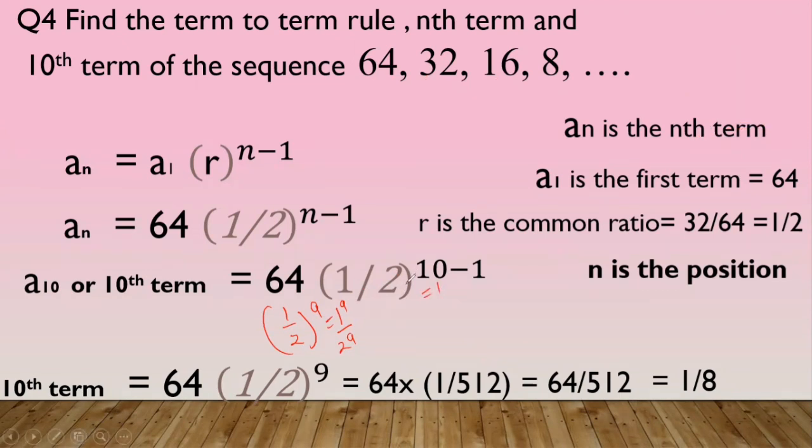So what did we see here, children? 1 upon 2 raised to 9 is 1 raised to 9 upon 2 raised to 9. 1 raised to 9 is nothing but 1, and 2 raised to 9 is 512, so it is 1 upon 512. So 64 into 1 upon 512 is 64 upon 512. On simplifying this, we get 1 upon 8. Children, please watch again to understand it in a better way.